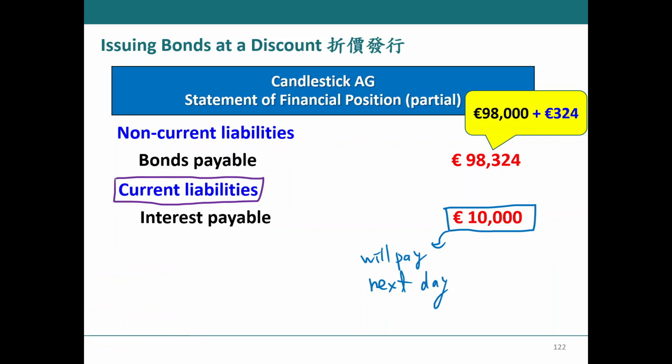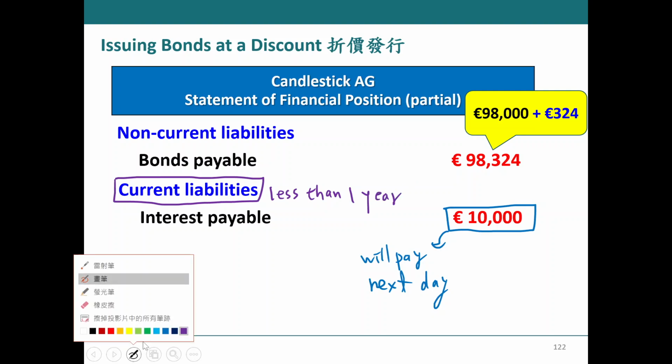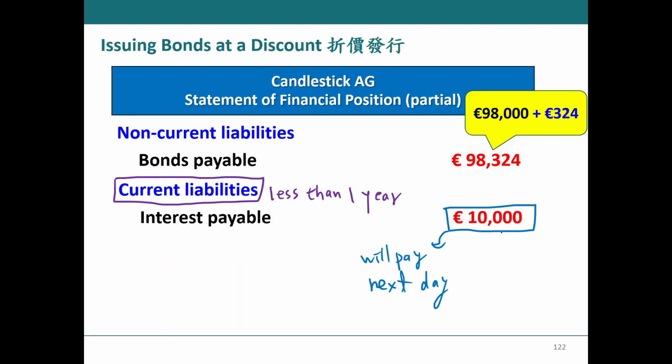Why? Because it's less than 1 year. So you will pay less day, so it's less than 1 year. So you have to put it into this section. So can you tell me $10,000 is for what? Your first cost, right? Now how about your bonds payable? Bonds payable is our long-term liability, right? Because you will pay when? After 5 years, right? So it's more than 1 year.